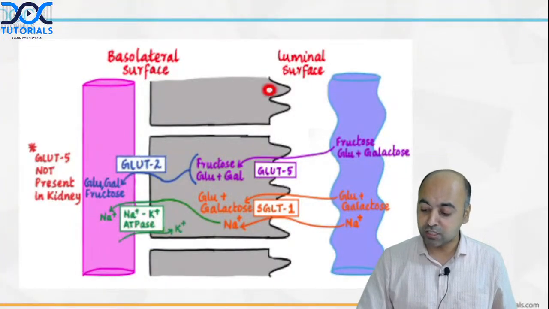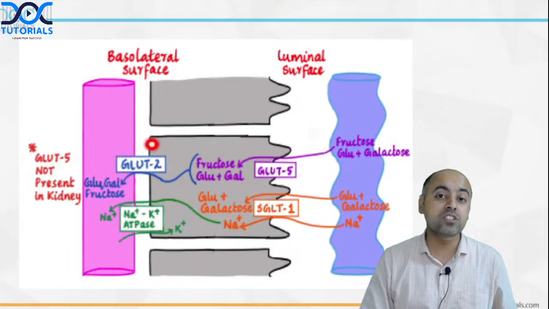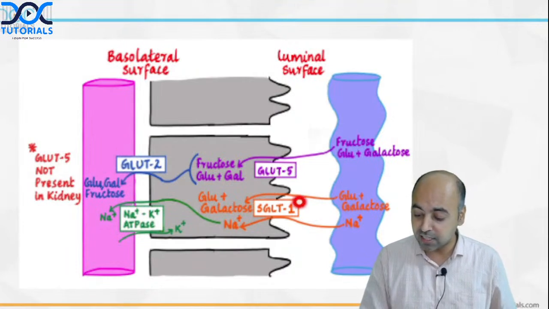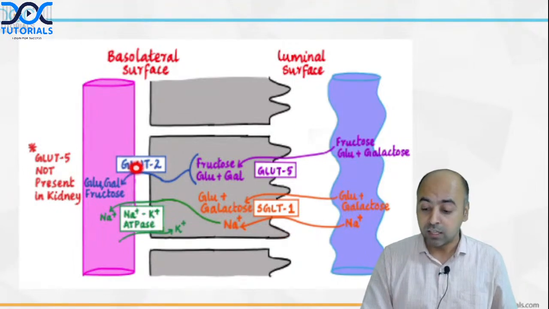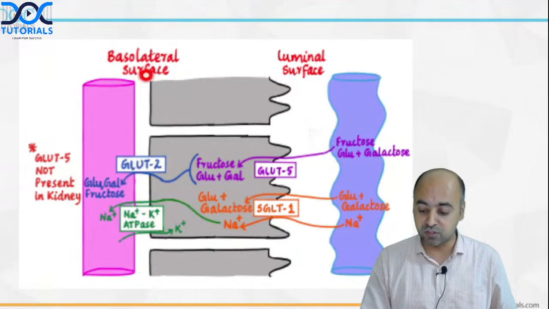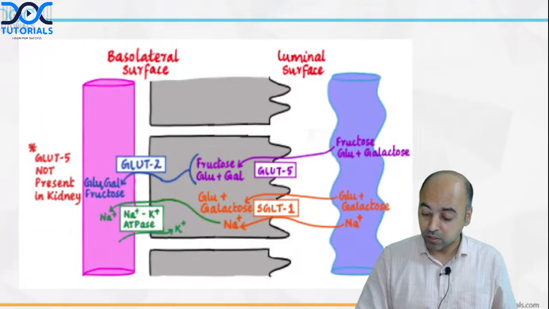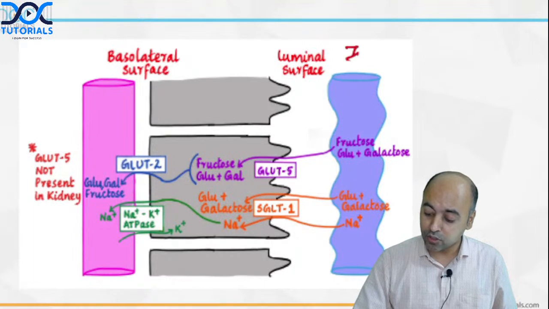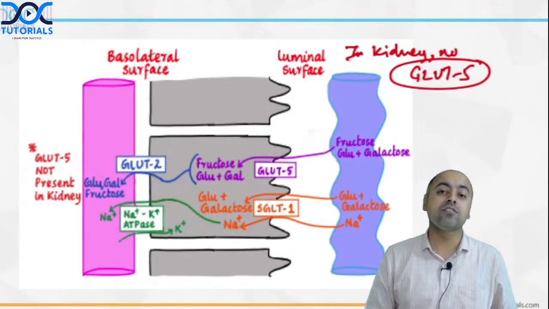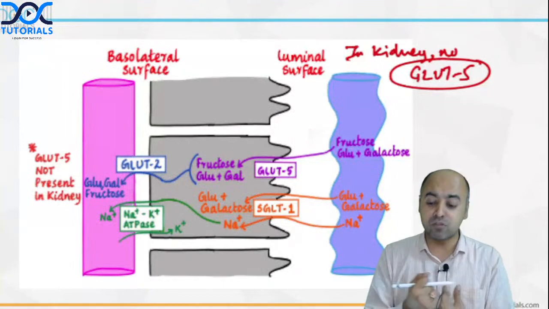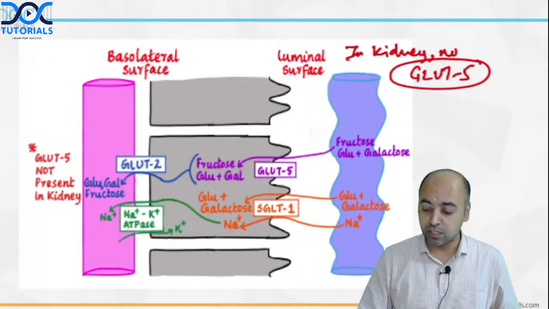And the question which comes is about the transporters in the intestine. Which transporter is there on which surface? You can see here SGLT1 and GLUT5 are on the luminal surface, whereas GLUT2 is present on the basolateral surface. Okay, a similar arrangement is there in the kidney. The only thing you have to remember is that in the kidney we don't have GLUT5, so the absorption of fructose from the luminal side will not occur.